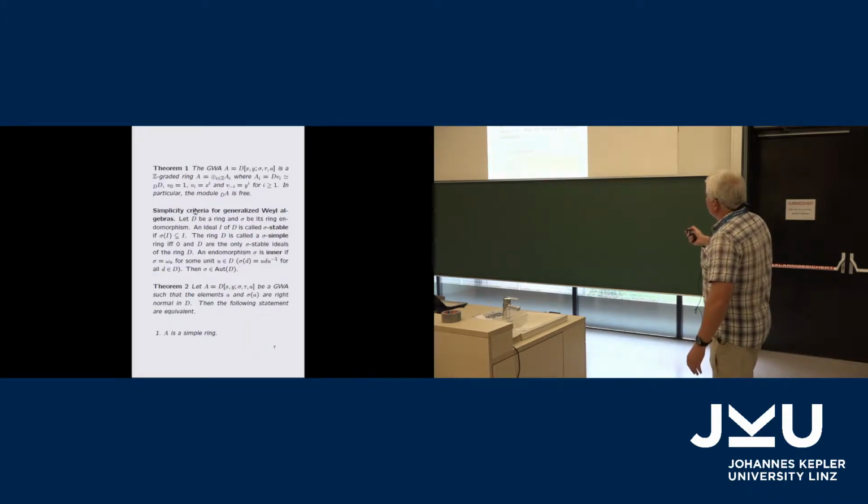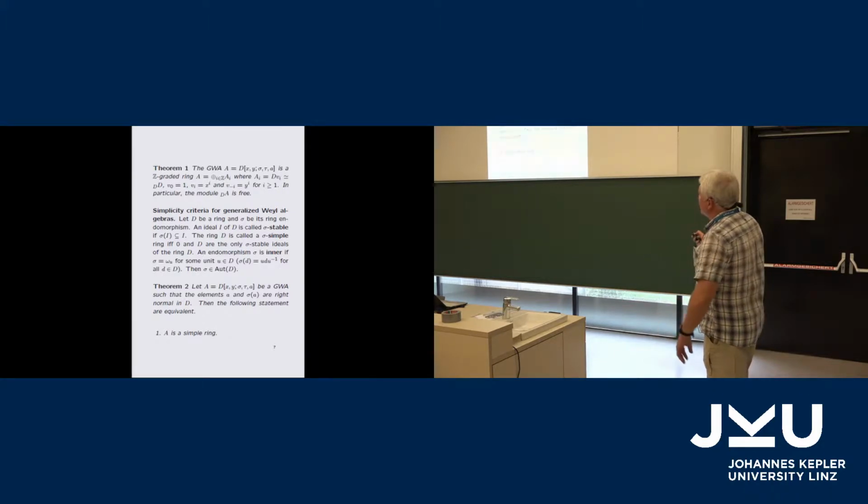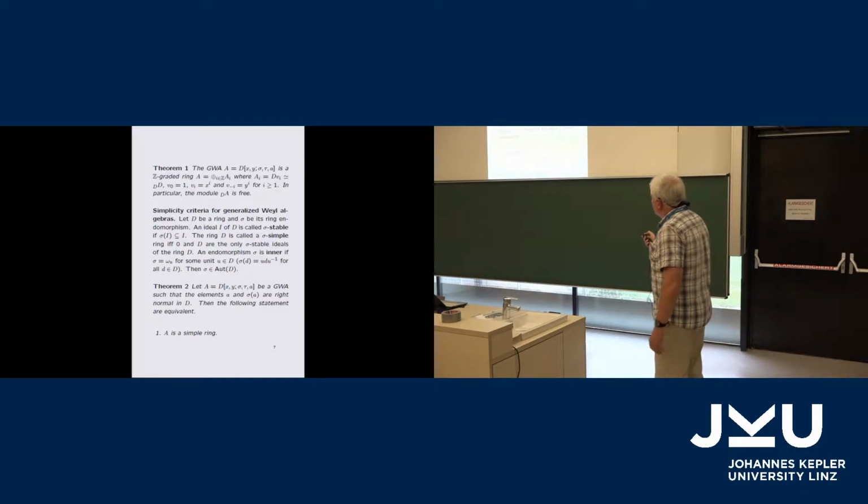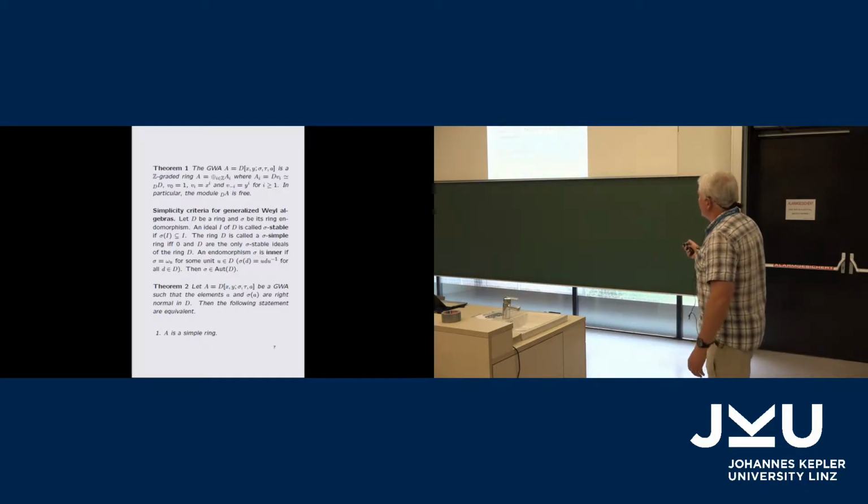Okay, so you can see from the definition that this algebra is Z-graded. And these are graded components, which is a free left module over D, which is in general not a free right module. But suppose this sigma tau automorphism, it will be also free right modules. And I'm going to explain the simplicity criteria for these algebras. And let me give necessary definitions in order to explain this.